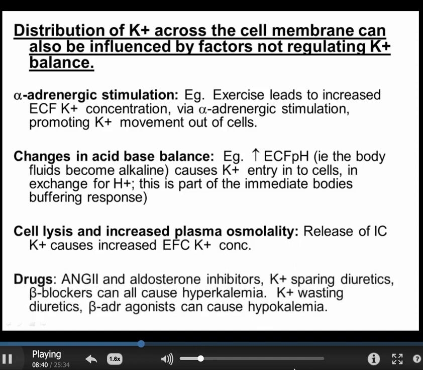Then there are a range of drugs which can also influence the distribution of potassium across the cell. Any drugs that inhibit the renin-angiotensin-aldosterone system will cause hyperkalemia. So will potassium-sparing diuretics and beta blockers. Hypokalemia will occur when people are on potassium-wasting diuretics, and, for example, when they're receiving beta-adrenergic agonists for treatment of asthma. So there are a lot of situations in which the distribution of potassium across the cell wall can become accidentally unbalanced, and these can be very serious and lead to life-threatening consequences quite quickly.